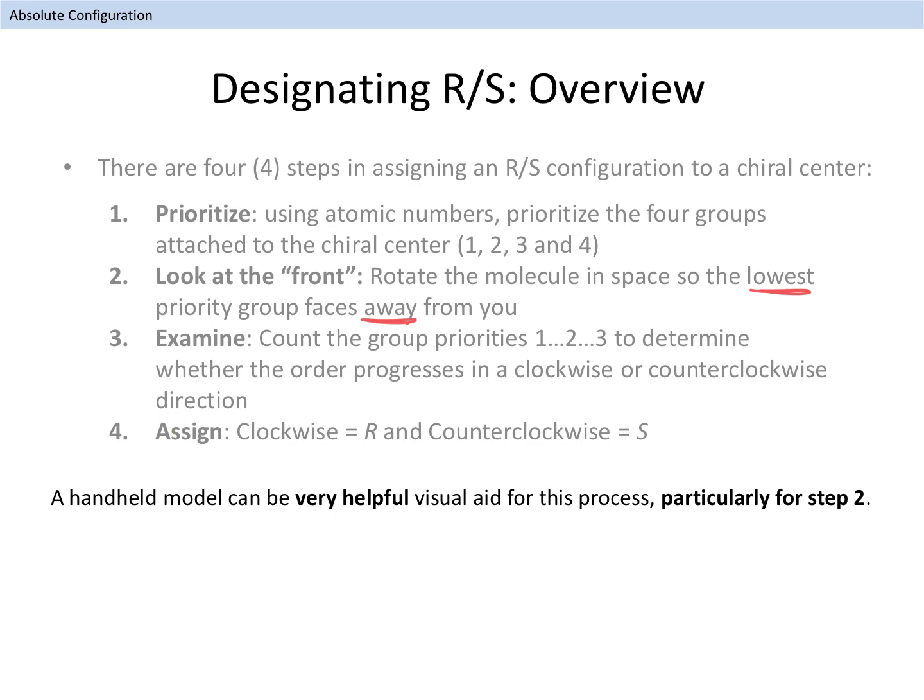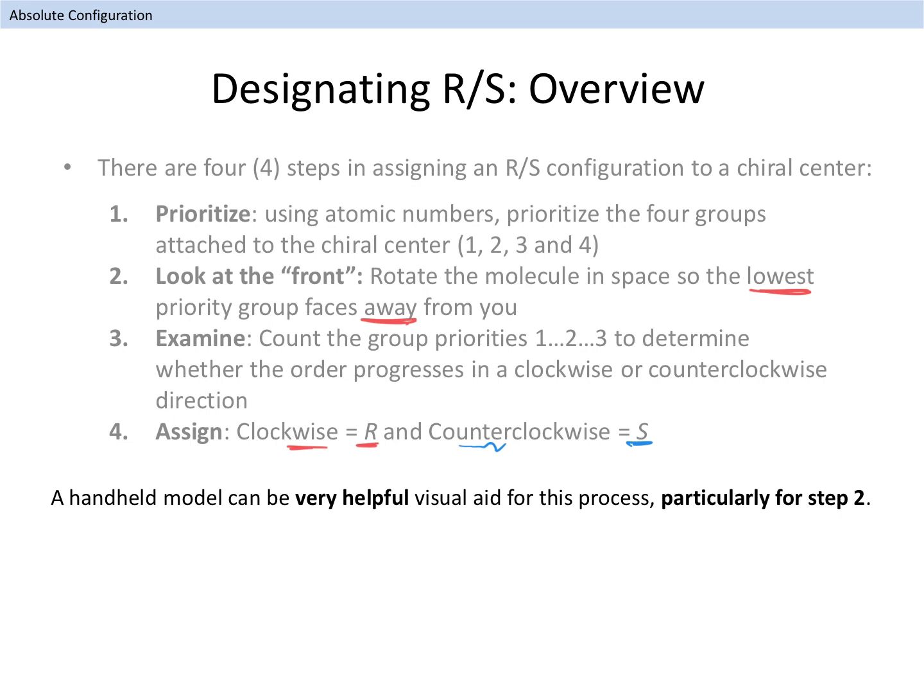Step 4. Assign. If the sequence goes clockwise, the configuration is designated as R, right-handed. If it goes counterclockwise, the configuration is S, left-handed. It's important to note that a handheld model can be very helpful as a visual aid for this process, especially for step 2, where spatial orientation is key.